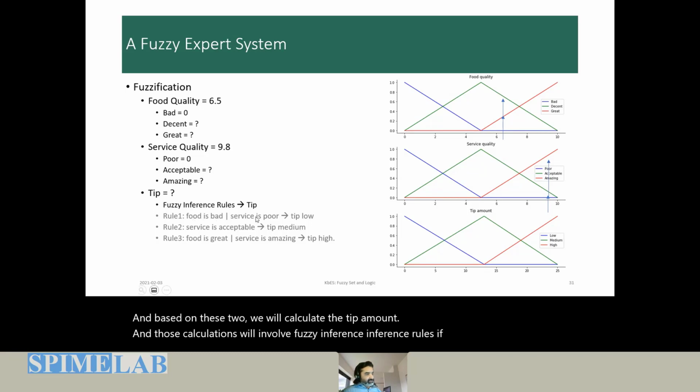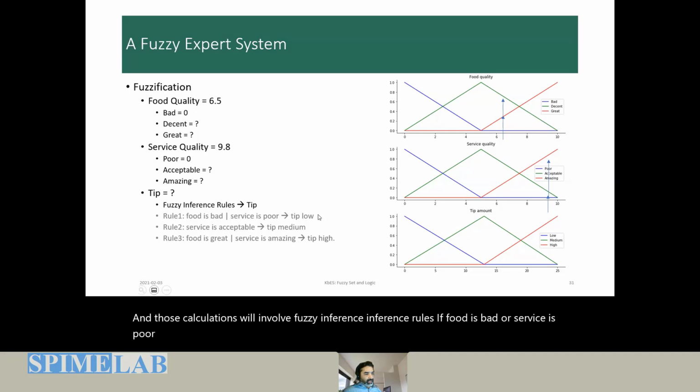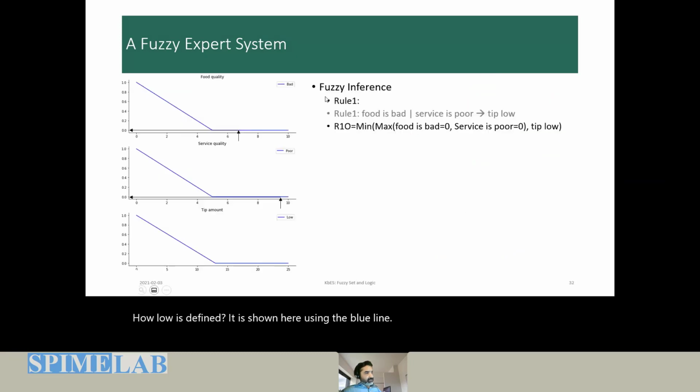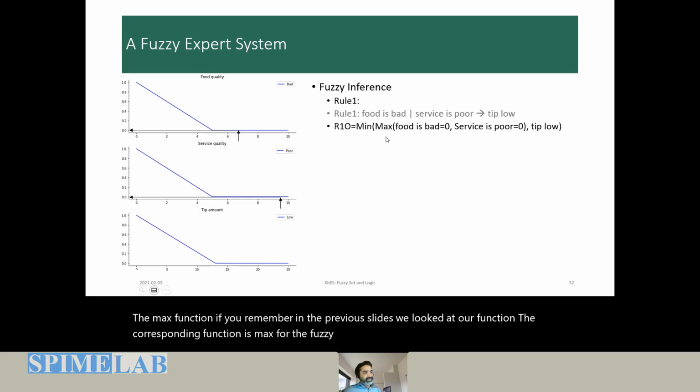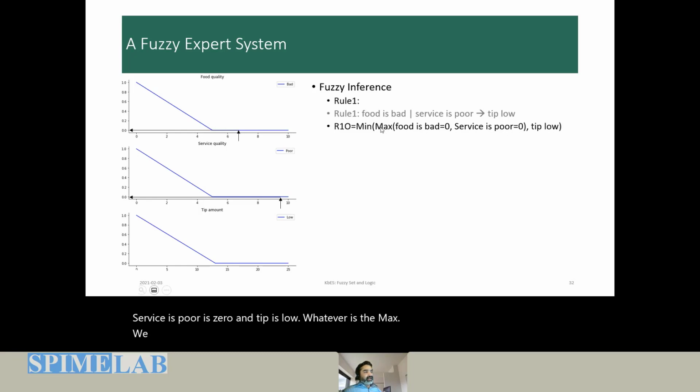If food is bad or service is poor, then tip is low. How low is defined is shown here using the blue line. Let's see how rule number 1 is executed in the fuzzy inference engine. Food is bad or service is poor, tip is low. The OR function will be the max function. If you remember, in the previous slides, we looked at the OR function. The corresponding function is max for the fuzzy sets. So we will take the max of food is bad, which is 0, and service is poor, which is 0. Whatever is the max, we will take that, and the output of this OR leads to tip is low.